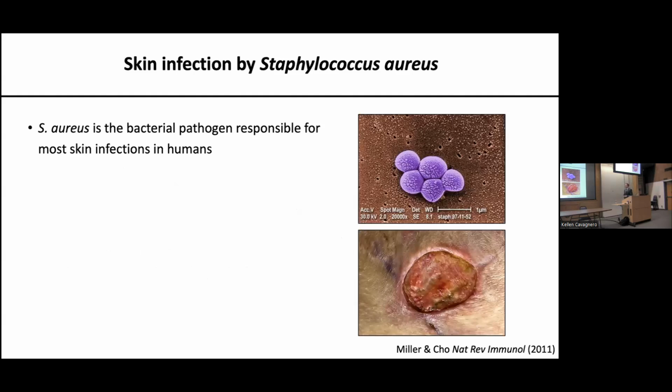So Staphylococcus aureus, or Staph aureus, is the bacterial pathogen that is responsible for most skin and soft tissue infections in humans. Here's a 20,000 times magnified view of Staph aureus. Each purple sphere here is a single bacterium. It's not actually purple, it's just pseudo-colored. And here is an example of a skin infection that might be caused by Staph aureus.